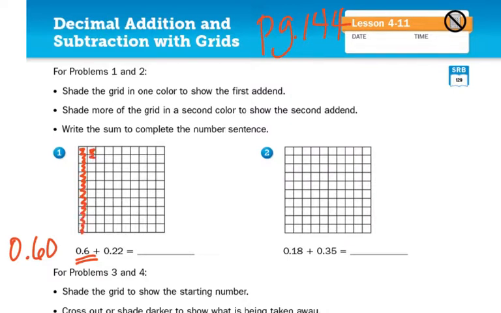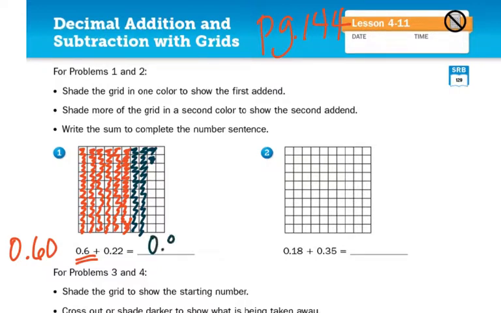If I divided this into 10 equal parts, this is how much 6/10 would be. 3, 4, 40, 50, or 5/10. 6/10. In a second color, you're going to do 22 hundredths. This is 10, 20, and 2 more. Shade that in. You're going to add those up. I know it's 82 hundredths.